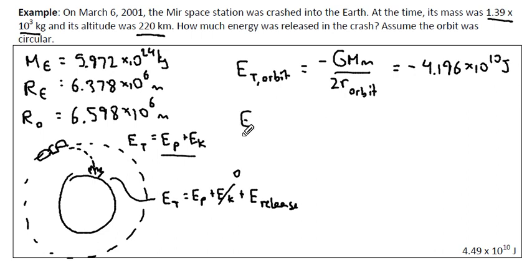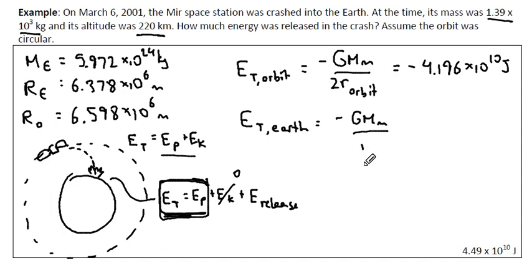Now, if we want to find the total energy at the Earth, this one we're just going to use the potential energy equation, because you can see that right here. We're just going to see what the potential energy is at that point. Again, it's no longer orbiting, so we don't have that EK value. So we're going to divide by the radius of the Earth, and we get a value of negative 8.681 times 10 to the 10 joules.